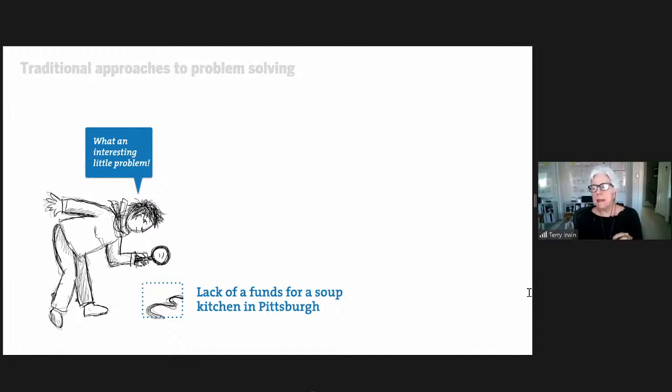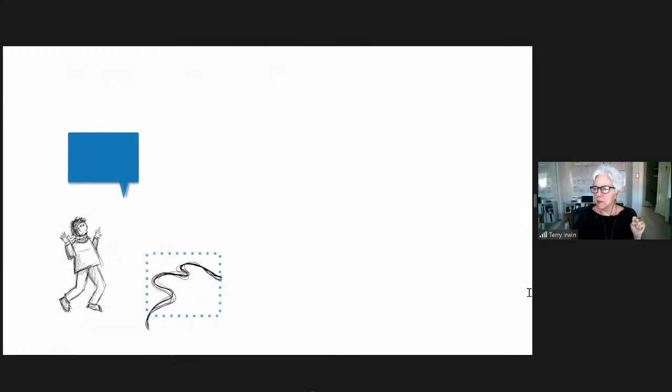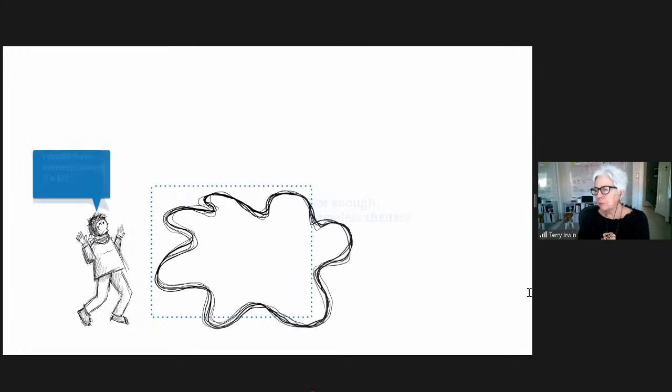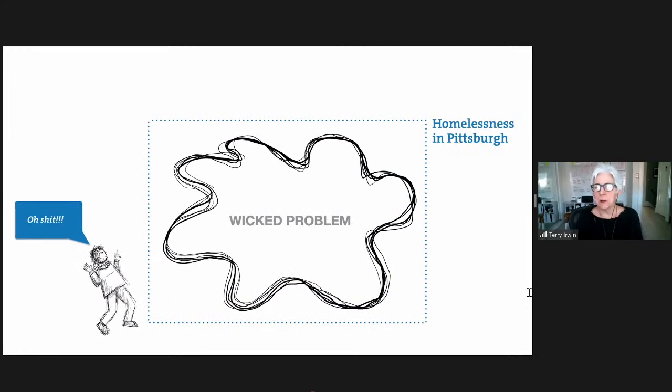What if we begin to expand the problem frame and trace the problem's roots up to higher systems levels? When we do, we see that the soup kitchen is connected to a lack of services for homeless people at the higher level. So we redefine the problem as not enough homeless shelters in Pittsburgh. But if we go up yet another level, we eventually arrive here. Homelessness in Pittsburgh, and that is a big wicked problem.